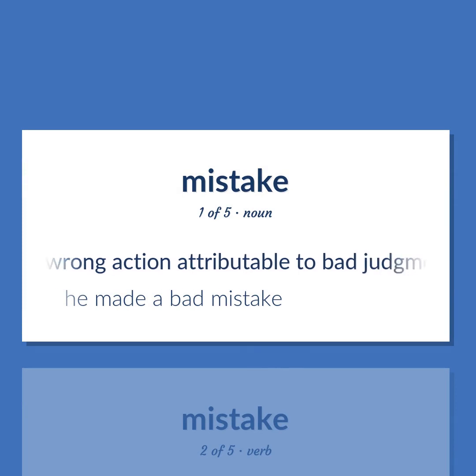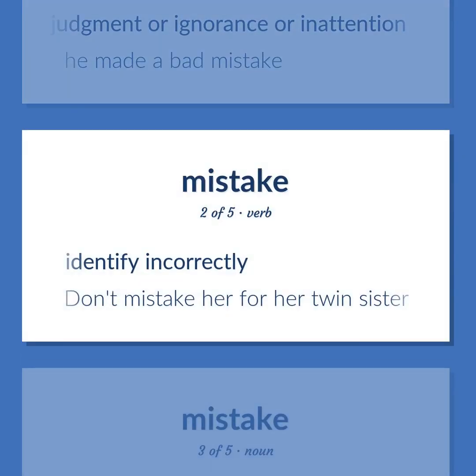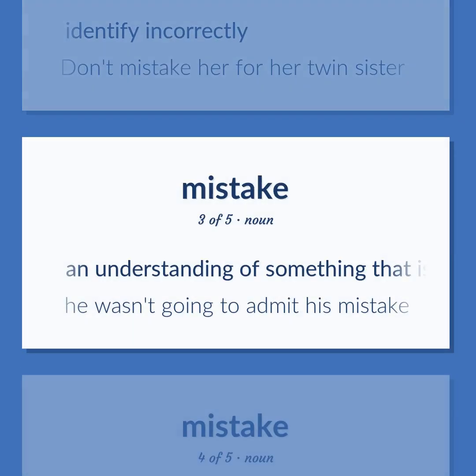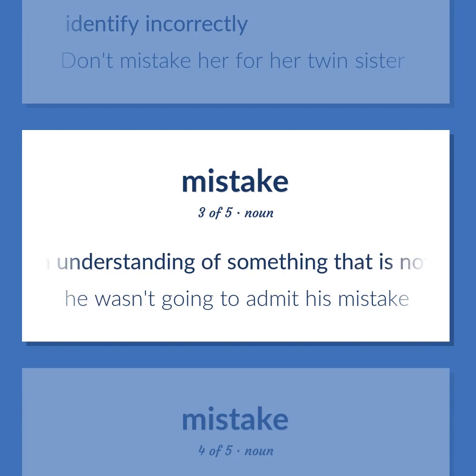A wrong action attributable to bad judgment or ignorance or inattention. He made a bad mistake. Identify incorrectly. Don't mistake her for her twin sister. An understanding of something that is not correct. He wasn't going to admit his mistake.